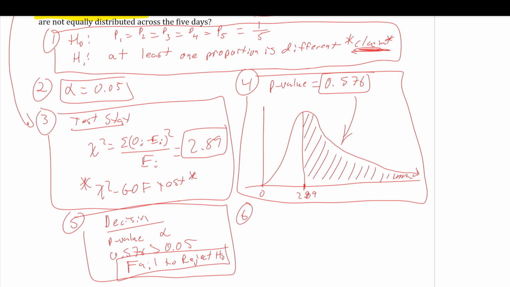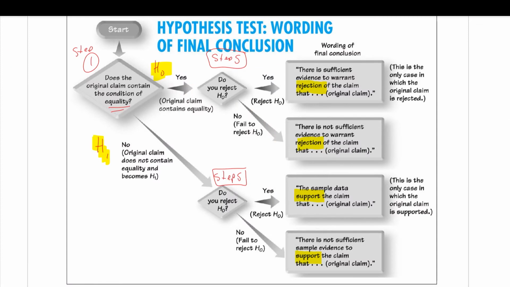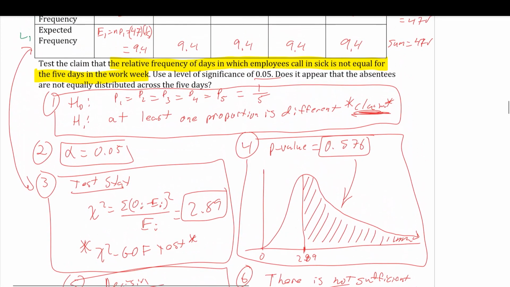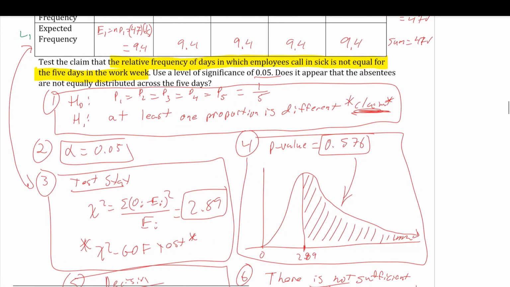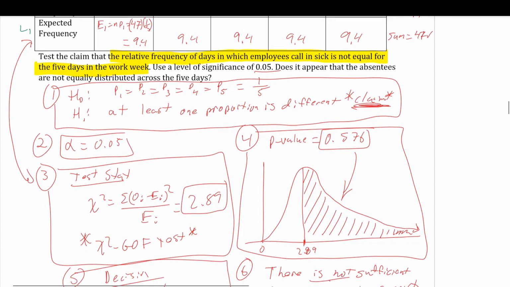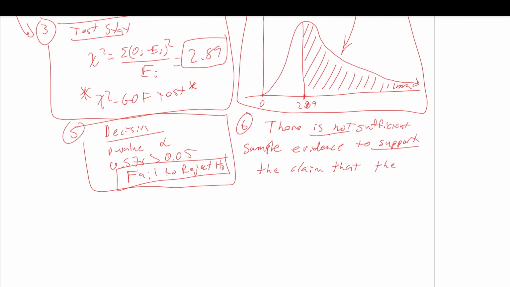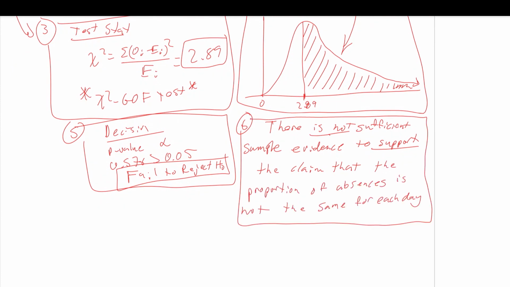Okay, so let's go to the flow chart for that specific wording. We're here at the flow chart. The claim in this case was the alternative. Were we able to reject the null hypothesis? Nope. So we say that there is not sufficient sample evidence to support the claim that, and then we restate the original claim. What was the original claim statement? It was that the relative frequency of days in which employees call in sick is not equal for the 5 days. You can paraphrase that a little bit. I'll just replace the words relative frequency with proportion. Okay, that's it for this section.